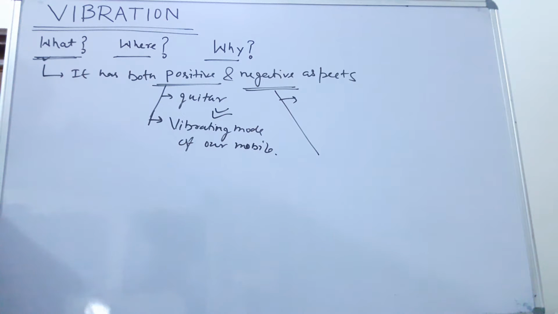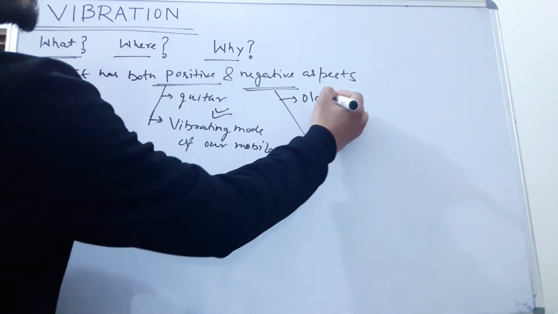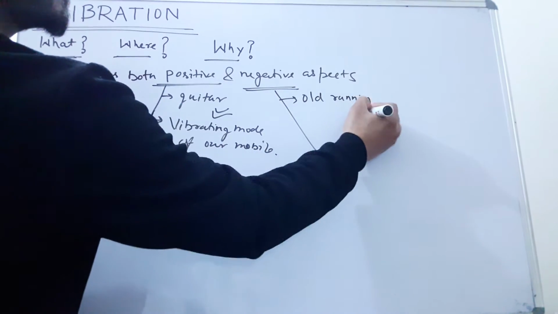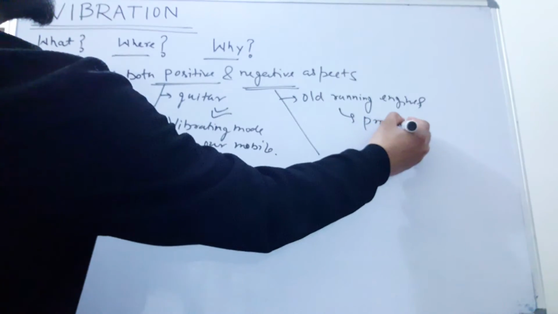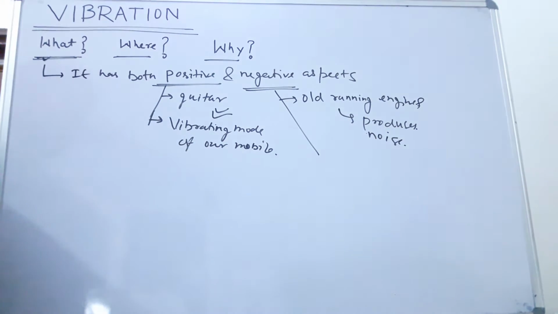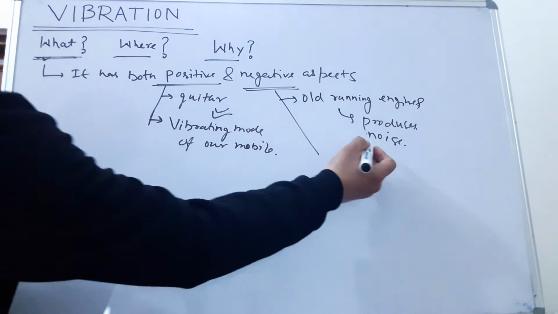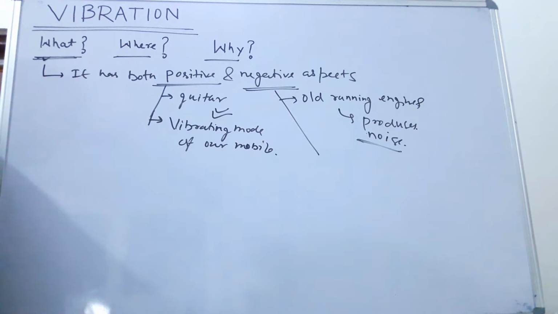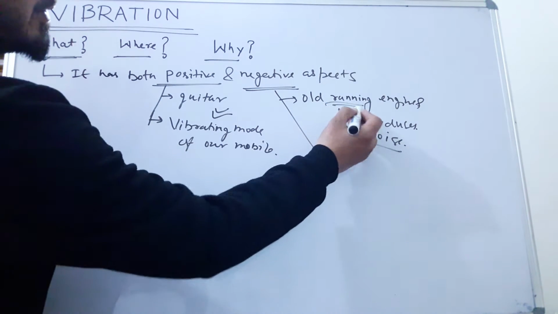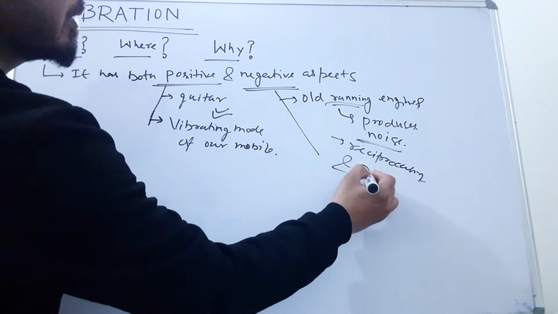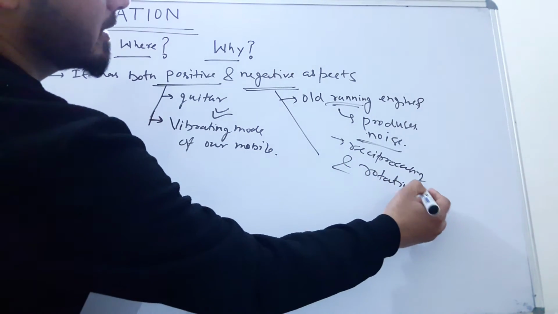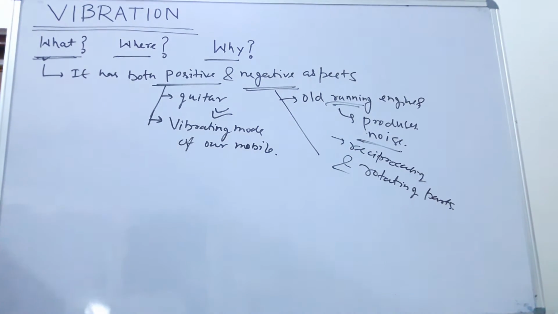As a mechanical engineer, the first negative aspect is that a running engine produces noise. Okay, why does it produce noise? The answer is because in a running engine there are reciprocating and rotating parts. That's why it produces noise.